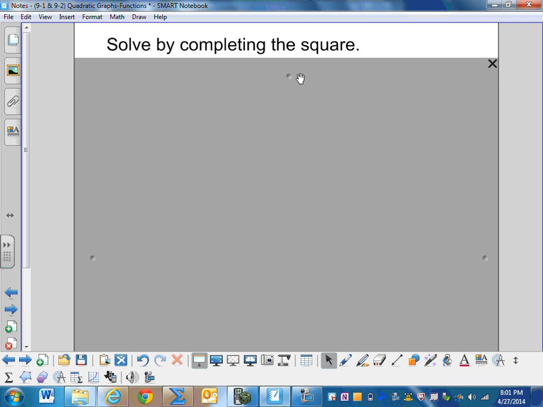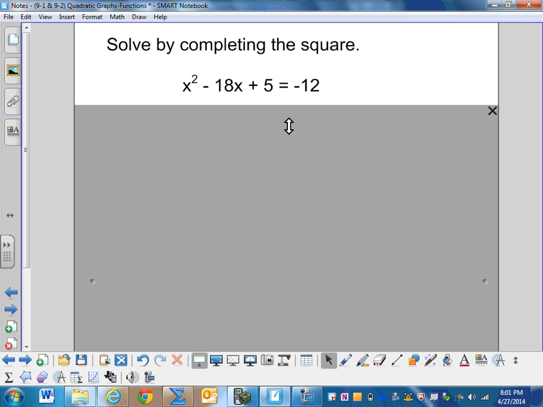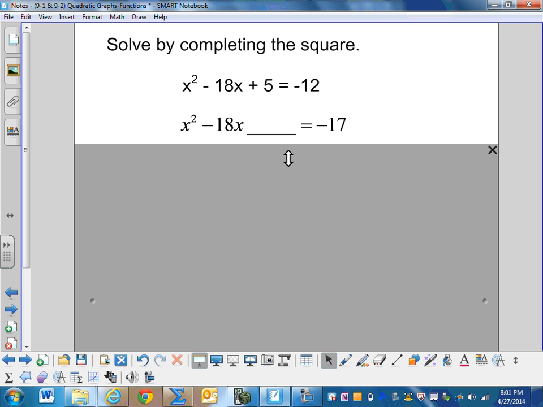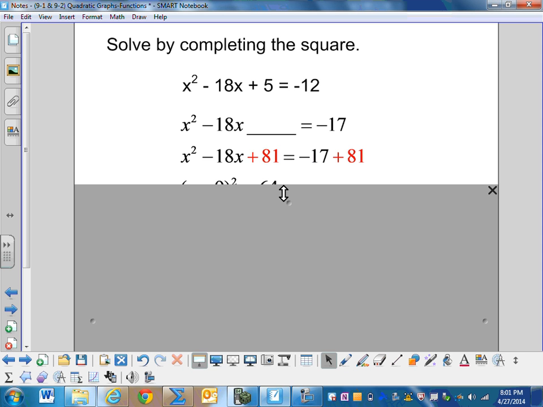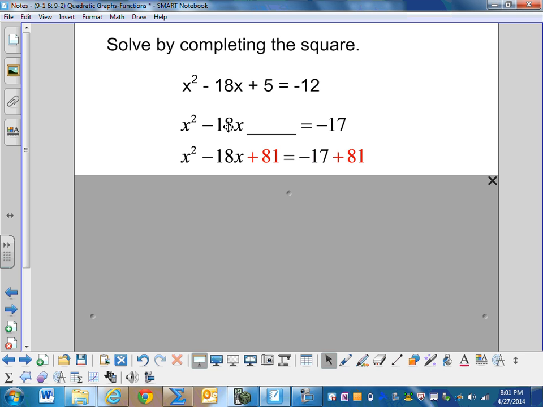So we're going to solve the first one by completing the square. x squared minus 18x plus 5 equals negative 12. So we're going to move c to the other side, and that's going to give us x squared minus 18x equals negative 17. Now we're going to cut b in half and square it to create our perfect square. So half of negative 18 is negative 9. Squared is 81. So if we add 81 to the left, we've got to add 81 to the right. And now we have completed the square.